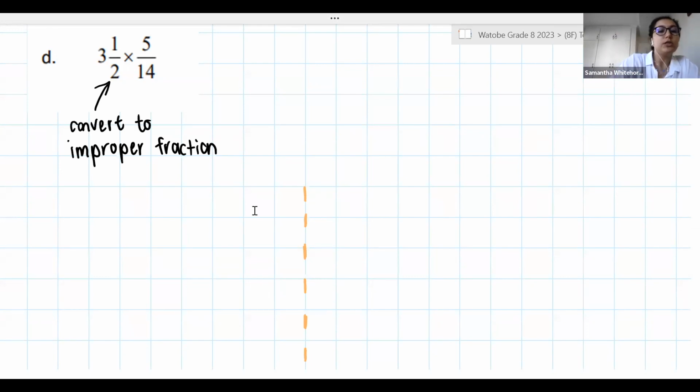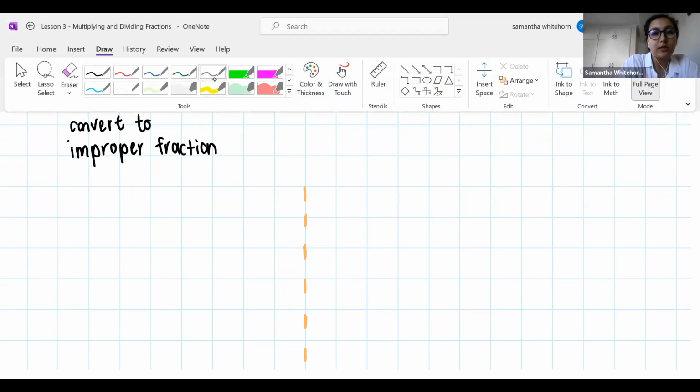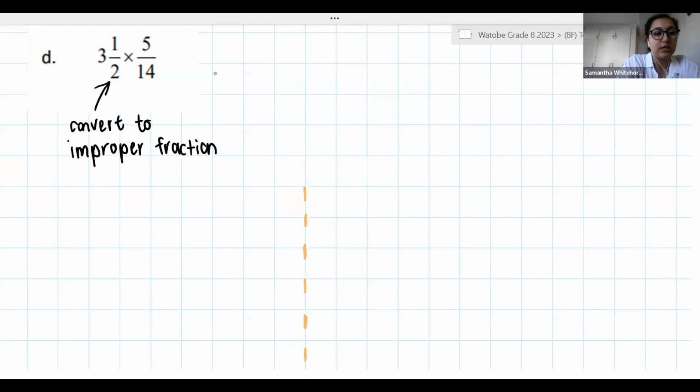So we're going to do this together. Please mark your work as we go along, because that's the point of you writing it down, so that you can double check. And I'm going to show you the two ways: either you cross cancel, or you multiply and then simplify.